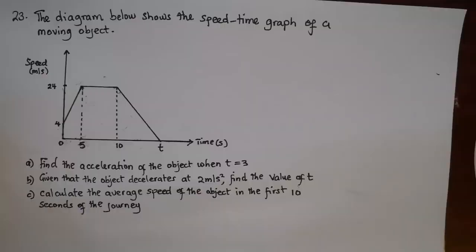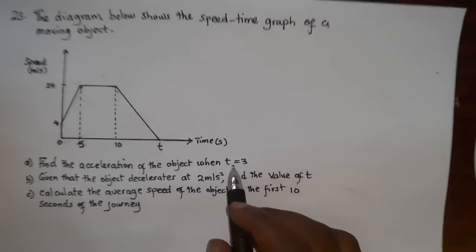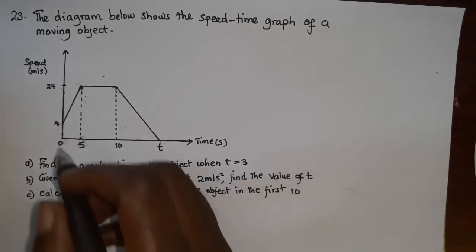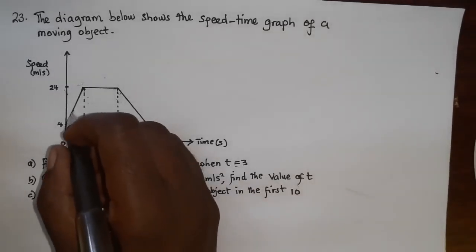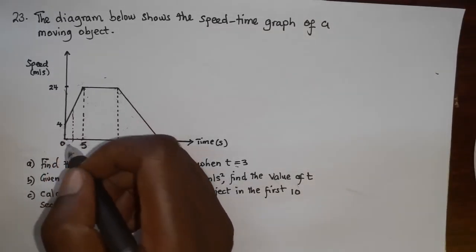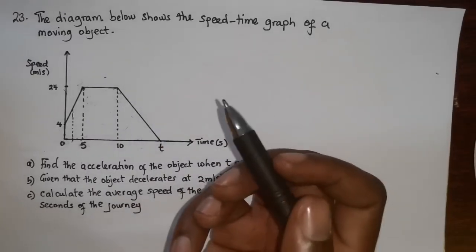We look at the last one. The diagram below shows a speed-time graph of a moving object. Find the acceleration of the object at t is equal to 3. So t, this 3, you know that it's between what? It's actually somewhere here, isn't it? That's what we're talking about.